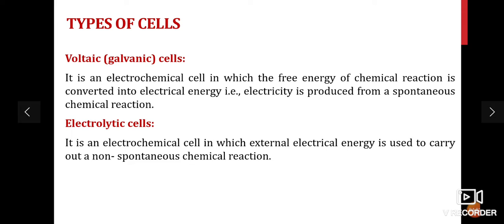A voltaic cell or a galvanic cell is an electrochemical cell in which the free energy of a chemical reaction is converted into electrical energy. That is, electricity is produced from a spontaneous chemical reaction. What is an electrolytic cell? It is an electrochemical cell in which external electrical energy is used to carry out a non-spontaneous chemical reaction. In a galvanic cell, chemical energy is converted into electrical energy. In an electrolytic cell, electrical energy is converted into chemical energy.